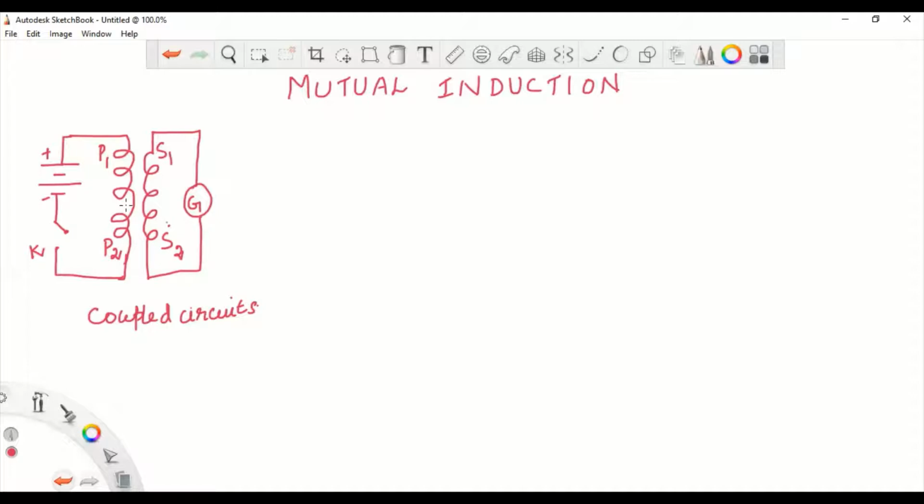Now let's see what is mutual inductance or coefficient of mutual inductance. I'm going to discuss the coefficient of mutual induction.